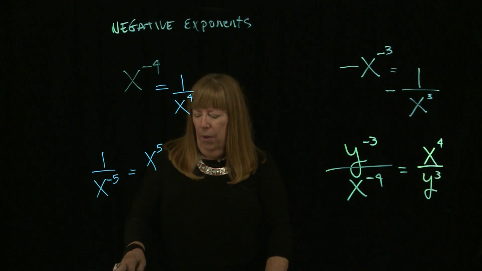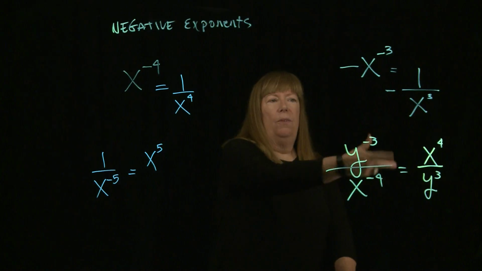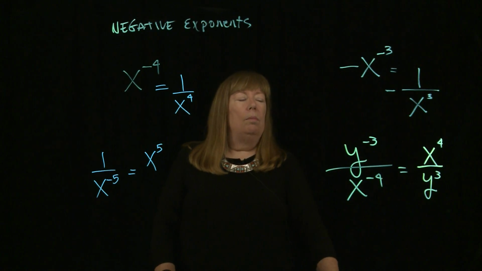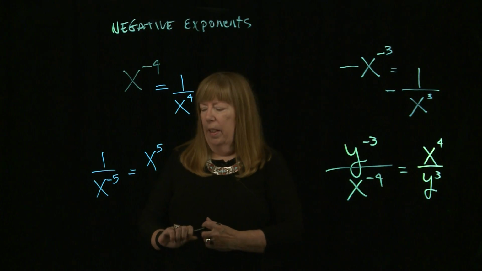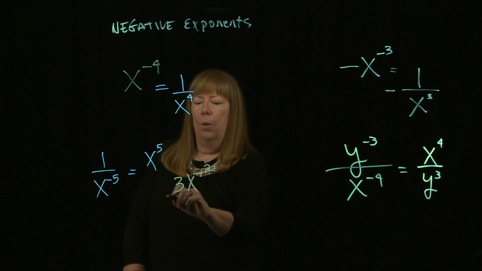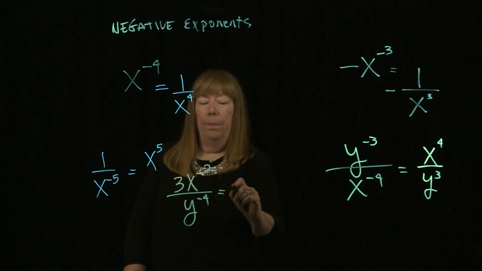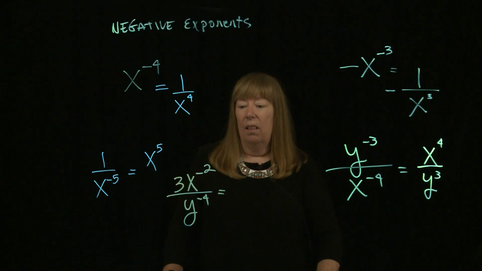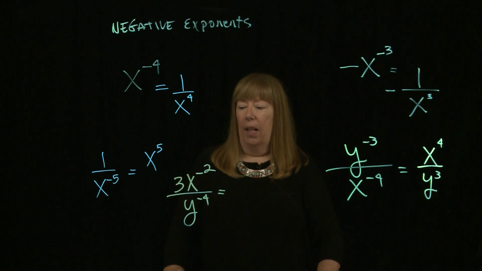Now you're probably wondering why I'm talking about jumping. Why didn't I just take this and flip it, since they both had negative exponents? Well, in some cases that would work, but here's a case where it wouldn't work. Let's take a look at this one. 3x to the negative 2 over y to the negative 4. Does that 3 have a negative exponent on it? It doesn't, does it? Only the x has a negative exponent, and the y has a negative exponent.